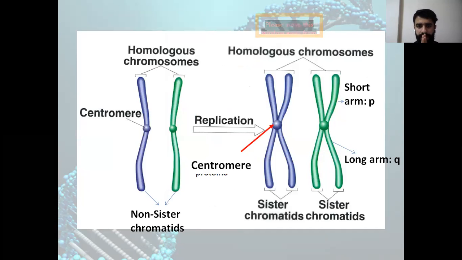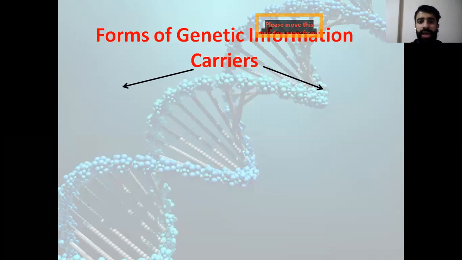Homologous chromosomes and their sister chromosomes. The point of intersection of these two chromatids is called the centromere. You have the short arm, called the P arm, and the long arm, called the Q arm. These two chromatids are called the sister chromatids. Non-sister chromatids, upon replication, become sister chromatids, where every one of these chromatids is going to be duplicated.